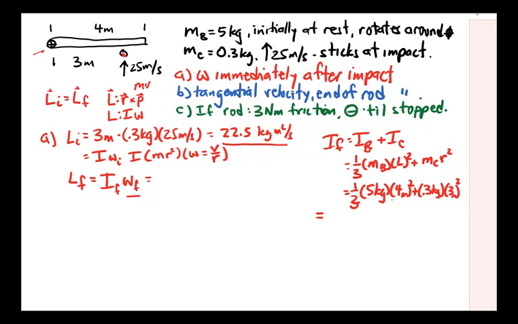Okay, so I take 1/3 times 5 times 4 squared. I get about 26.7, plus 3.3 times 3 squared. I get another 2.7. Altogether, we have our moment of inertia for this thing after the clay sticks to it is 29.4 kilogram meters squared.